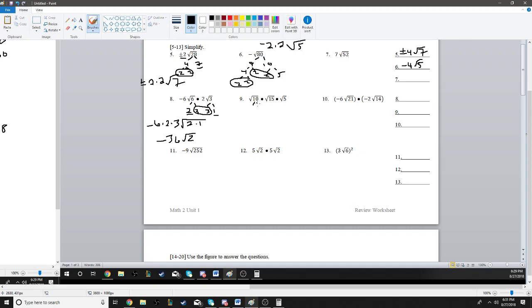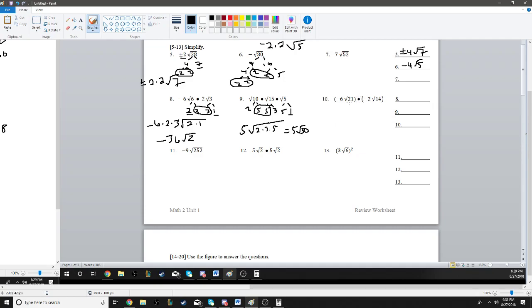Same thing for this one. Break them apart. This is a 2 and a 5. 15 is a 5 and a 3. And 5 is a 5 and a 1. Circle your pair. So 5 will come on the outside. And then 2 times 3 times 5 goes back underneath. Times 1, but I'm not going to bother writing it. And that comes out to 5 root 30.